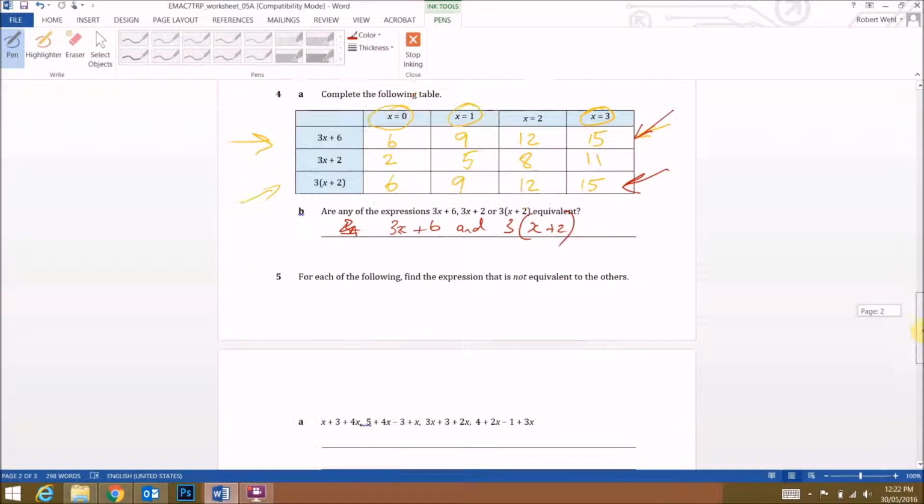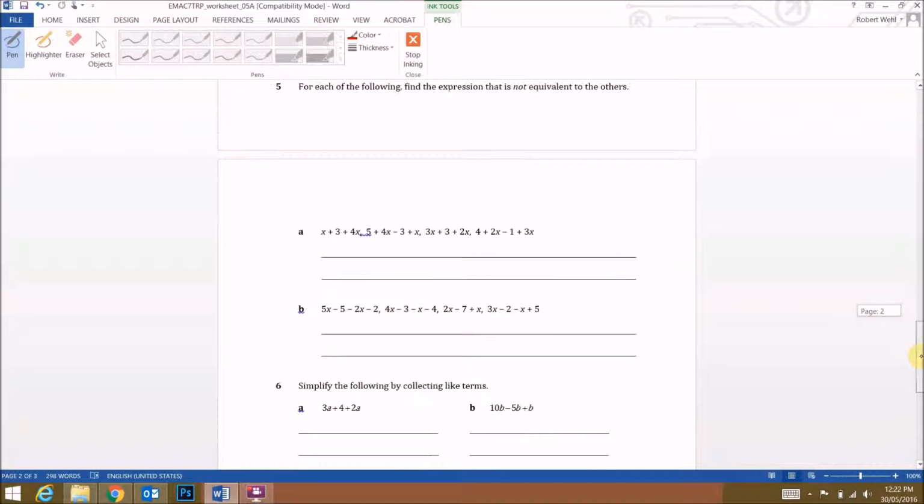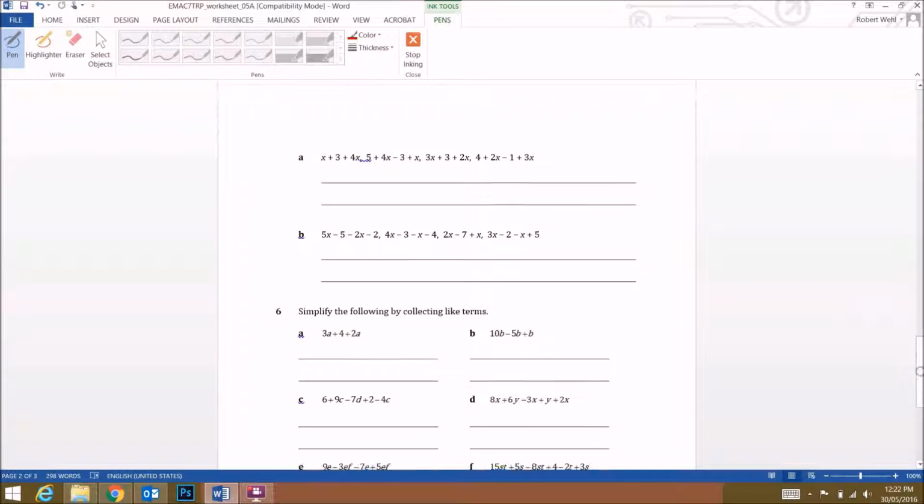Okay, question 5. For each of the following, find the expression that is not equivalent. Okay, so it's given us a list of expressions here, and we need to find the ones that are not equivalent. My suggestion here is just give x a value. Say x equals 1. So in our first expression here, x plus 3, so 1 plus 3 is 4, plus 4 times 1, which is 4. So this expression here equals 8.